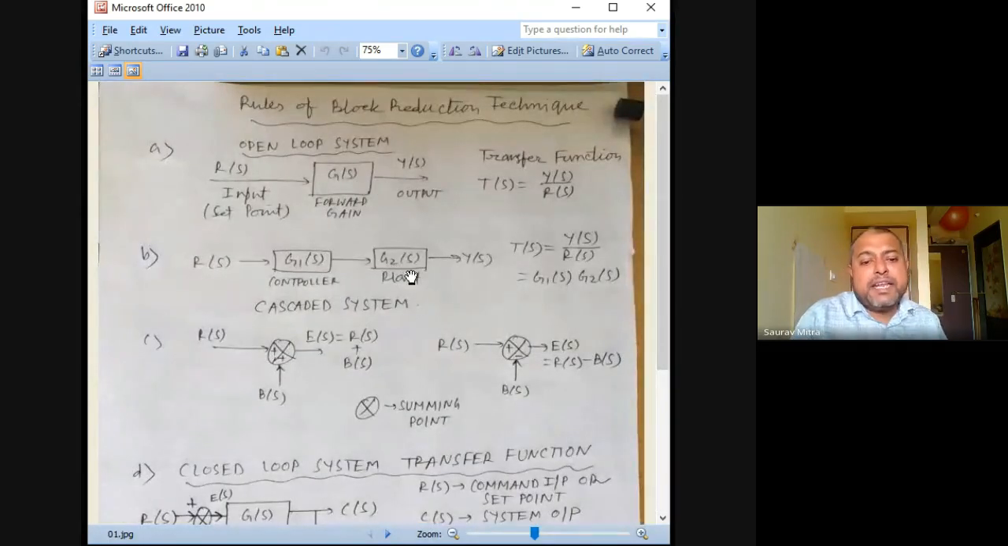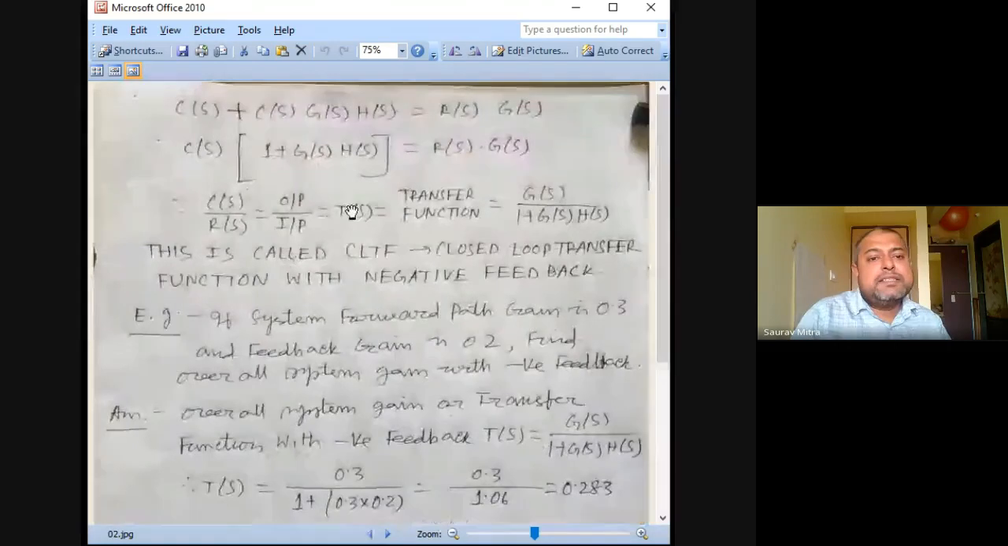We can find on the next page that CS plus CS into GS into HS equals RS into GS. Now from here take CS common. What we find is 1 plus GSHS. So CS common, 1 plus GSHS is now equal to RS into GS. Now RS is the input, CS is the output. So CS by RS, output by input, that is the transfer function, is equal to GS by 1 plus GSHS.